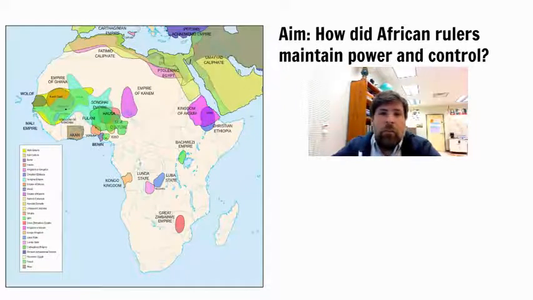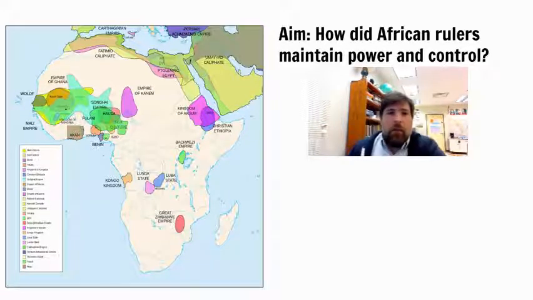So when we talk about African rulers maintaining power and control, a lot of what we're talking about is how do they control trade. So write me 3 to 4 sentences about the ideas that are in this video. And next time we'll talk about China and Japan.